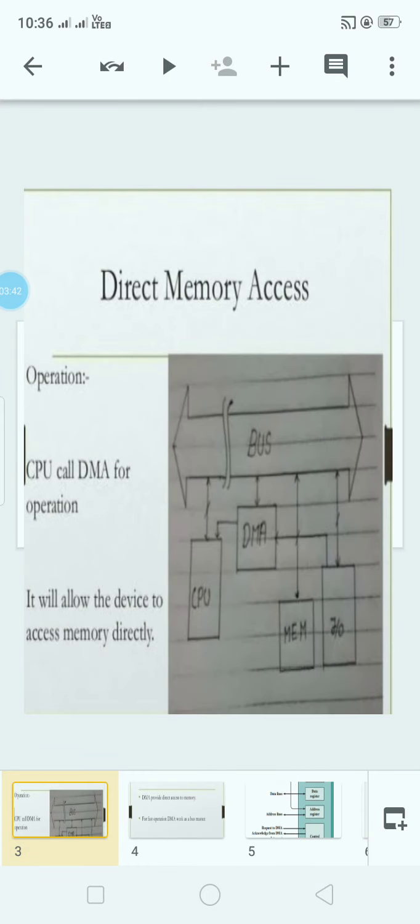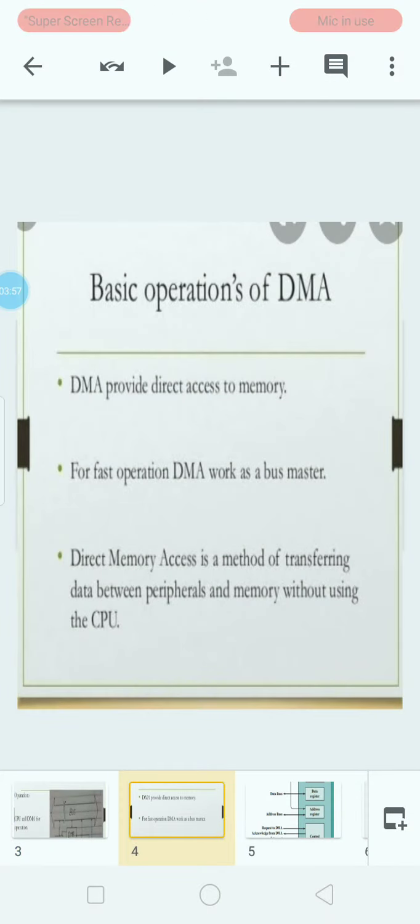So, what do you mean by a bus request? It is used by the DMA, that is the Direct Memory Access controller, to request the CPU to relinquish the control of the buses. Now, what are the basic operations of DMA?